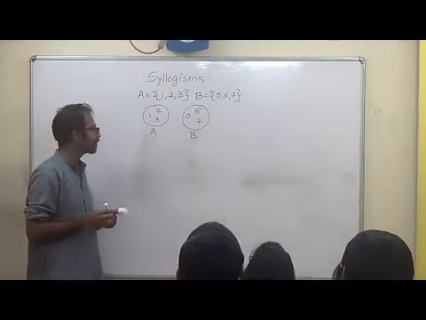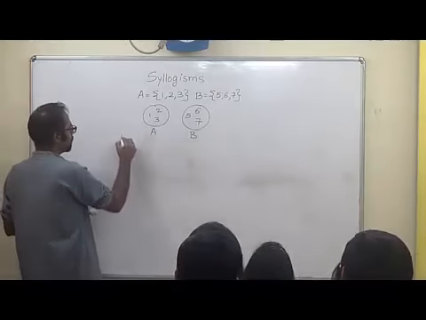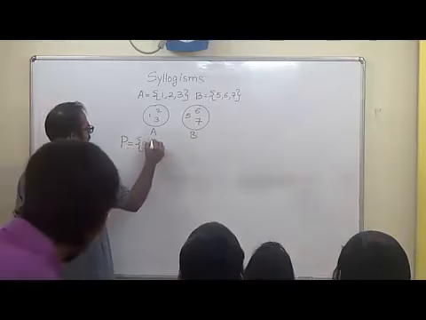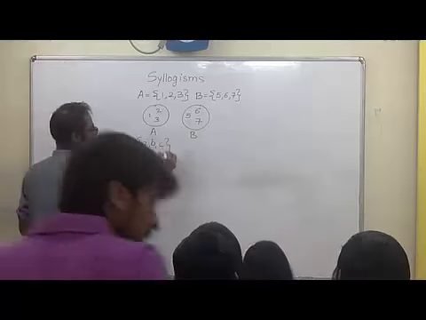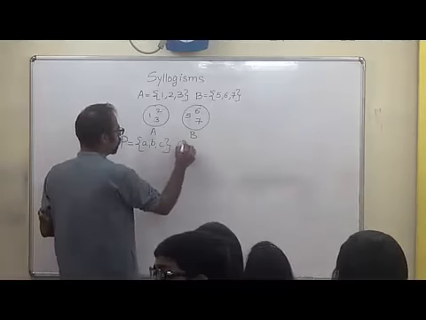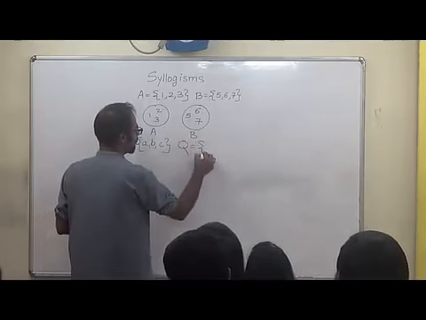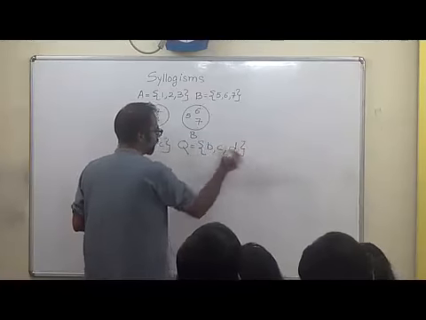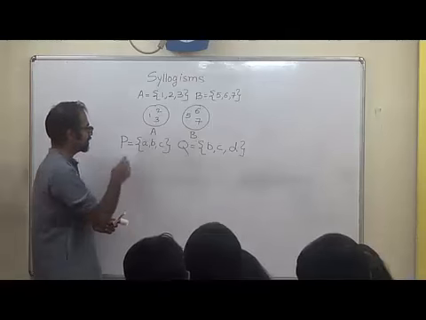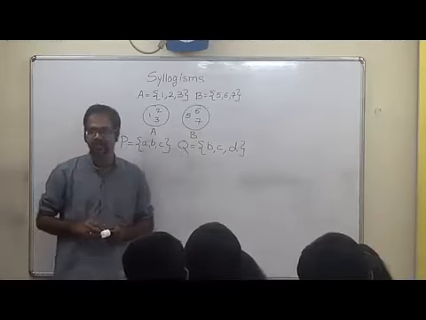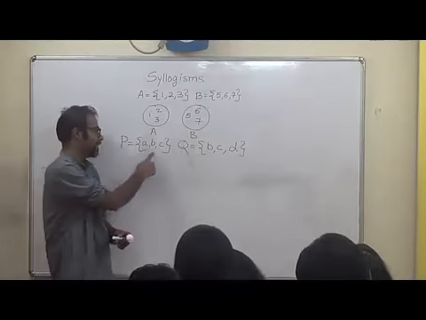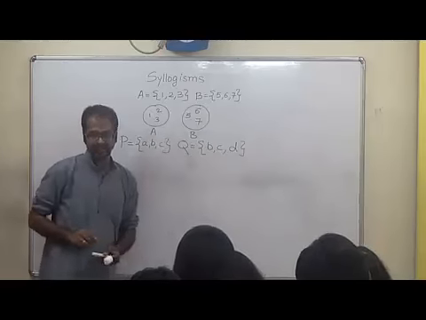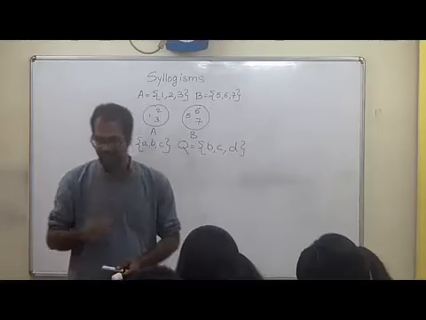Do rocket science. Okay. Let me say P is the set containing the letters A, B and C, and Q is a set containing the letters B, C and D. Then how do I represent the sets P and Q together? P contains A, B, C and Q contains B, C, D. How do you represent it?